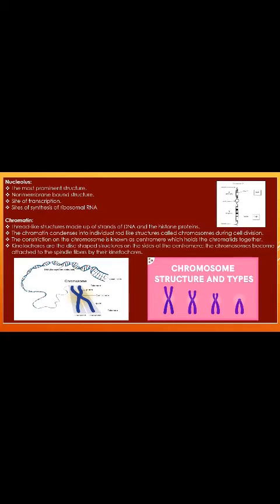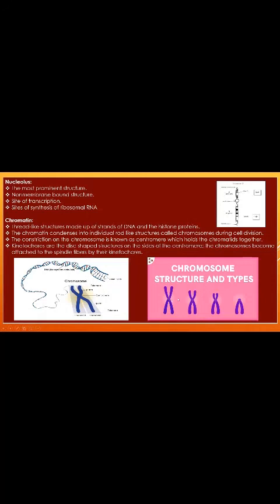The chromosomes become attached to the spindle fibers by their kinetochores. The kinetochores will have proteins, and then spindle fibers are also made up of protein. So this protein-protein interaction will make sure that the chromosomes are attached to the spindle fibers for separation of the chromatids during anaphase stage. And depending upon the position of centromere, the chromosomes are divided into four types.